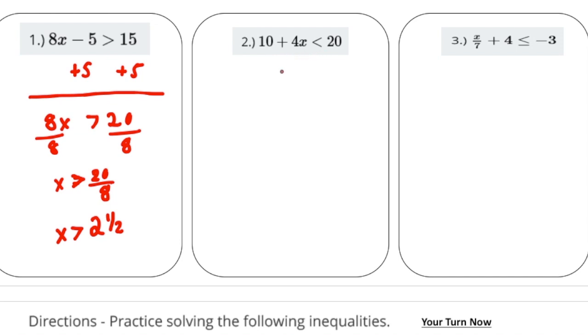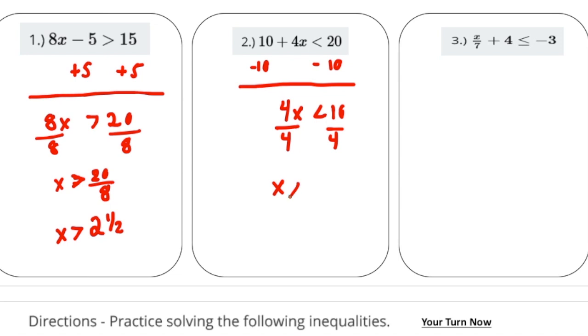Alright, number 2, we have 10 plus 4 times a number is less than 20. Really, it's the same process here where we want to subtract 10 from both sides. So we're going to eliminate the constant value first. So now it's going to be 4 times x is going to be less than 10. And then I'm going to divide both sides by 4. And x is now going to be less than 10/4, which is also 2 1/2.